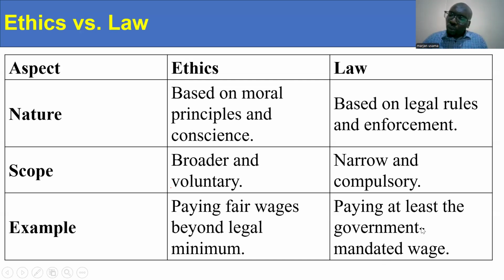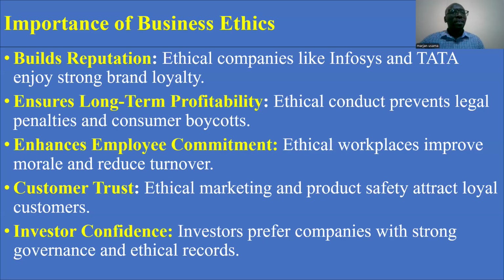But law, for example, on the other side, is paying at least the government-mandated wage. The government says, for example, the minimum wage is $100. If any organization does not pay the workers this 100, if it is paying them less, then it is going to be in trouble with the government. So they need to pay that 100. They are being forced. This is the minimum. But when you come to ethics, in addition to the 100, they can give something more.